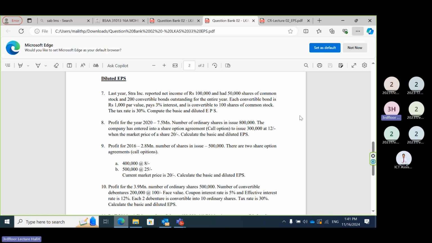A stable company will do a bonus issue, but a right issue will be done by a company having financial difficulties. Maybe not difficulties, they are lacking in finance. That's why they do a right issue. Once you are doing a right issue, definitely your market price will be reduced. Right? Market price will reduce.